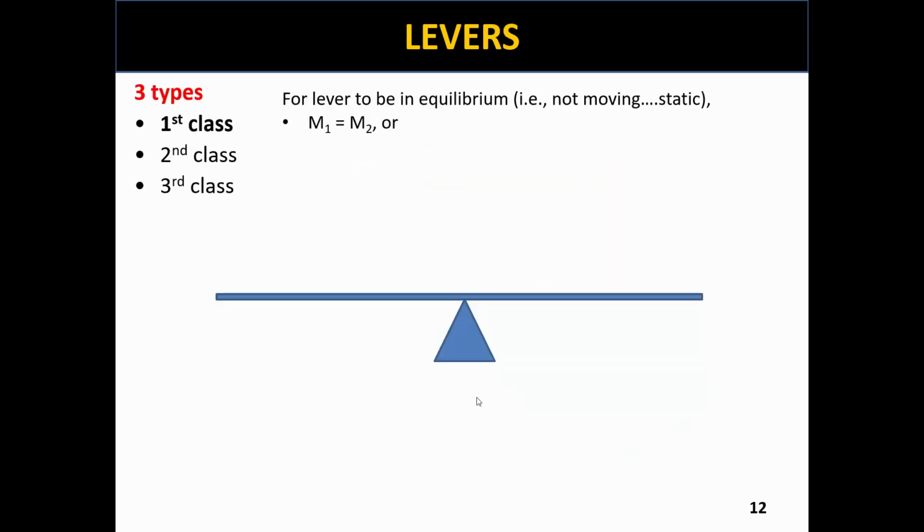And before we move on, there are three classes of levers that I'd like to define at this point. The first type is called a first class lever. Now in all of our examples here, the lever will be considered to be in equilibrium, which means that it is static, it's not moving. And in order for that to exist, the moment of the first force has to be equal to the moment generated by the second force.